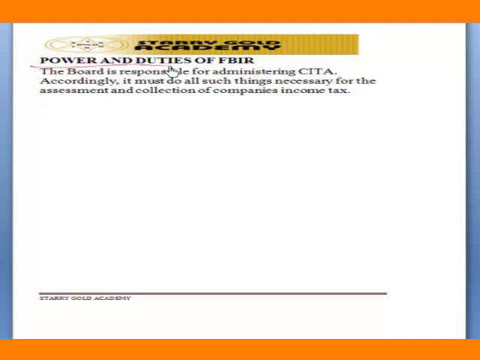Now, to their powers and duties. Okay, what are the powers and duties of the Federal Board of Inland Revenue according to the Company Income Tax Act? The board is responsible for administering the Company Income Tax Act. So it is the board that administers the Company Income Tax Act. Accordingly, it must do all such things necessary for the assessment and collection of Company Income Tax.